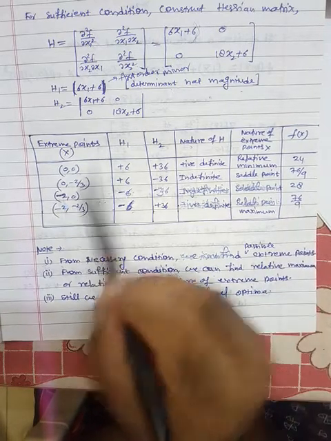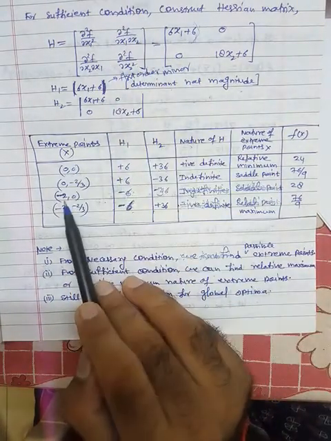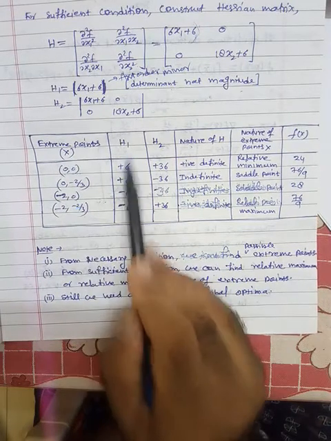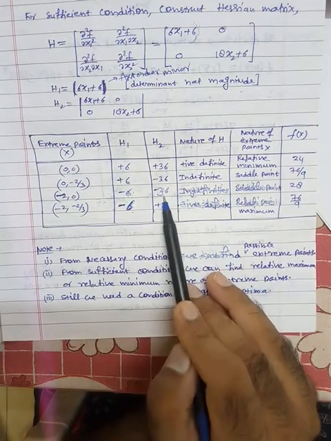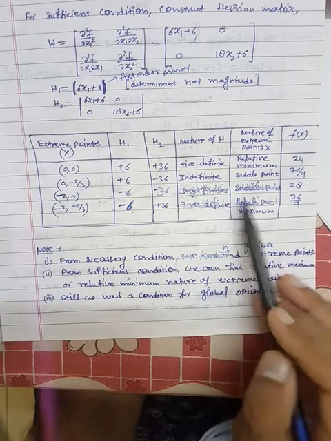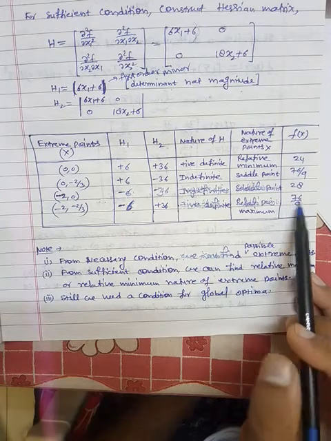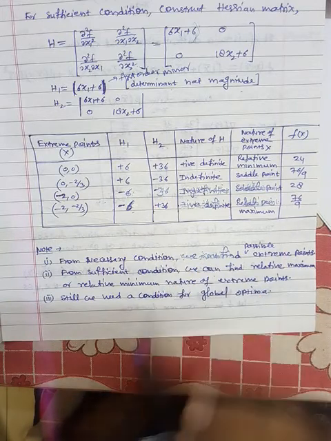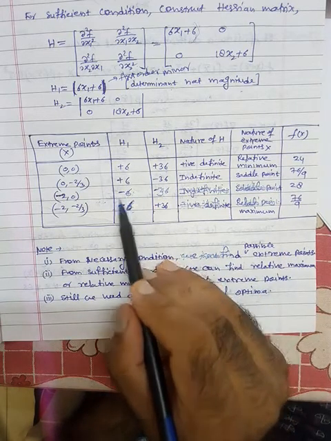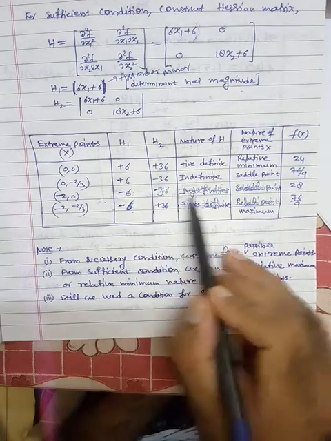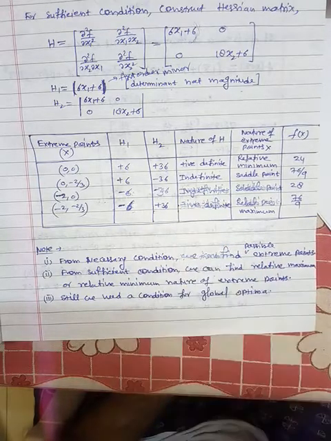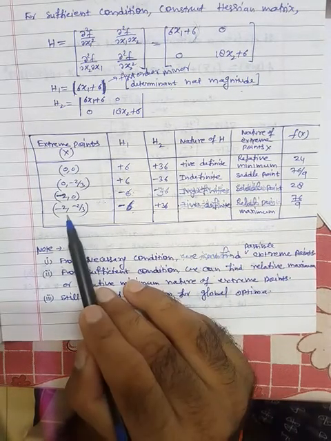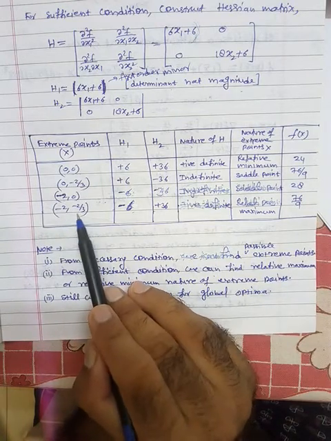Now the third point is minus 2 and 0: x1 is minus 2 and x2 is 0. So h1 will give you minus 6, h2 will give you minus 36. So this is negative, this is negative. Again indefinite, saddle point. This is not negative definite, because for negative definite, when this is negative, this should be positive. But here both are negative. That's why indefinite.